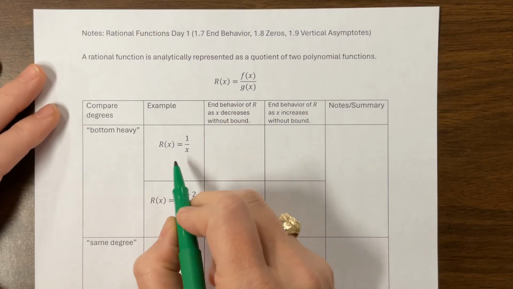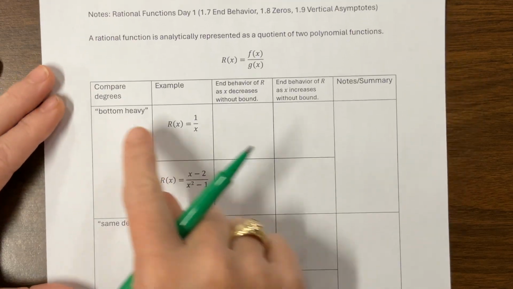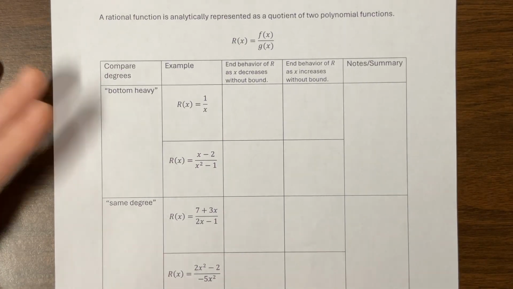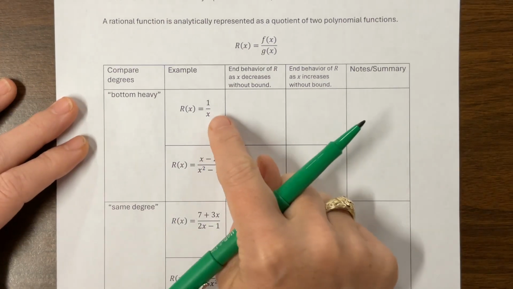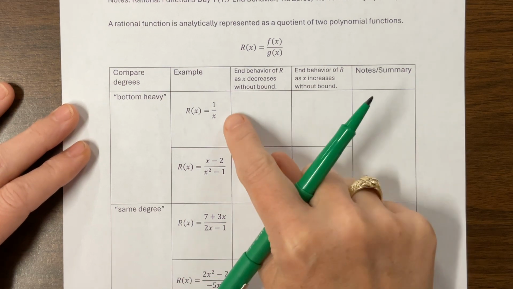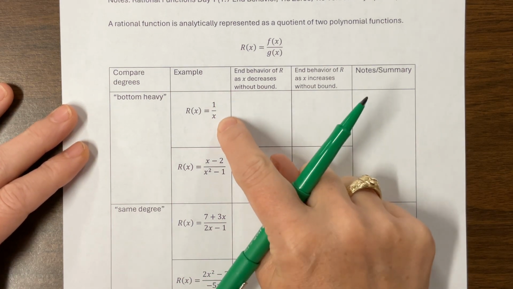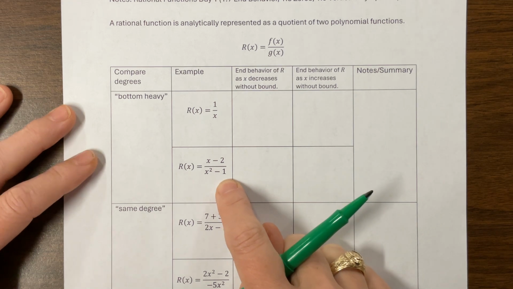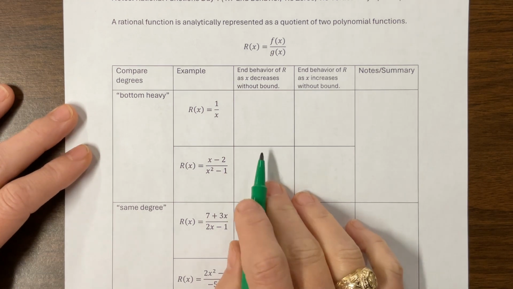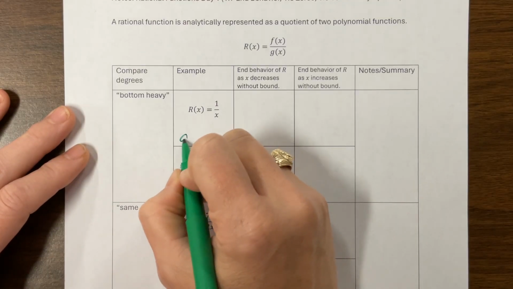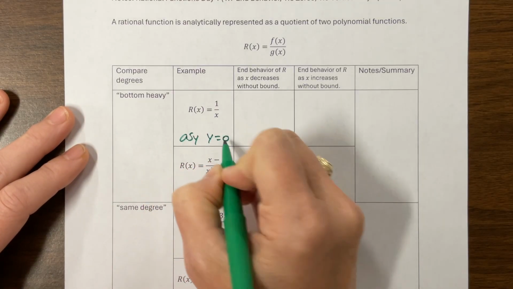Okay, so when it's "bottom heavy" - what do I mean by that? It has a more official math way of saying it, but whatever. It's when the degree of the denominator is larger than the degree of the numerator. Here I have a constant over a linear factor. Here I have a linear over a quadratic. These are bottom heavy. What you might remember from Algebra 2 is that they have an asymptote of y equals 0.